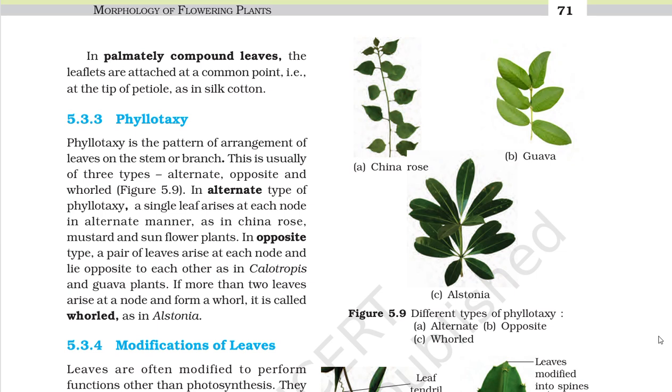5.3.3 Phyllotaxy. Phyllotaxy is the pattern of arrangement of leaves on the stem or branch. This is usually of three types: alternate, opposite, and whorled. In alternate type of phyllotaxy, a single leaf arises at each node in alternate manner, as in China rose, mustard, and sunflower plants. In opposite type, a pair of leaves arise at each node and lie opposite to each other, as in Calotropis and guava plants. If more than two leaves arise at a node and form a whorl, it is called whorled, as in Alstonia.